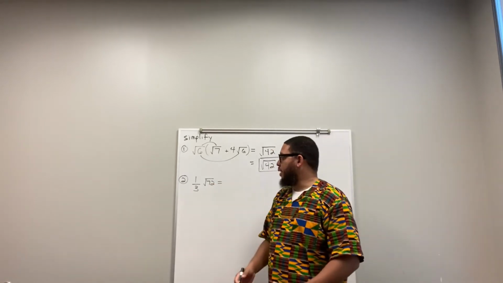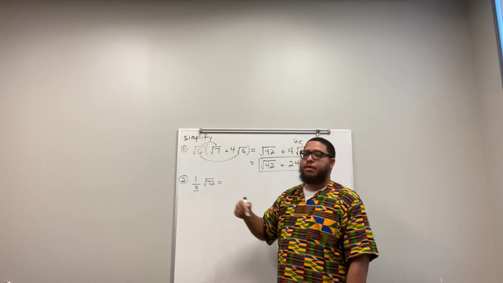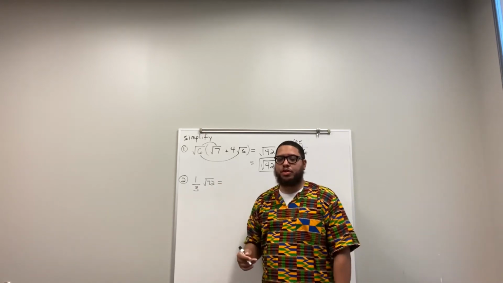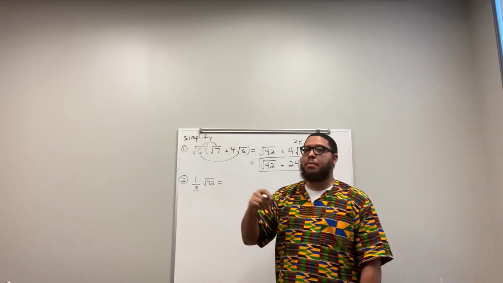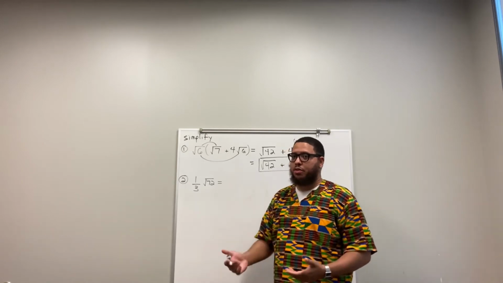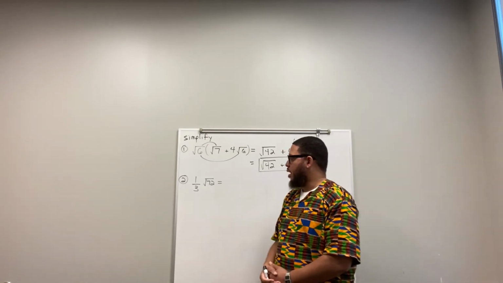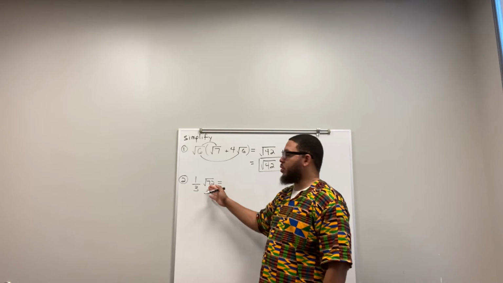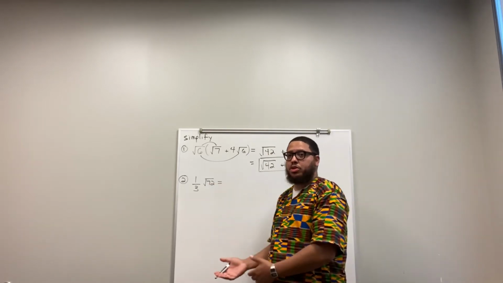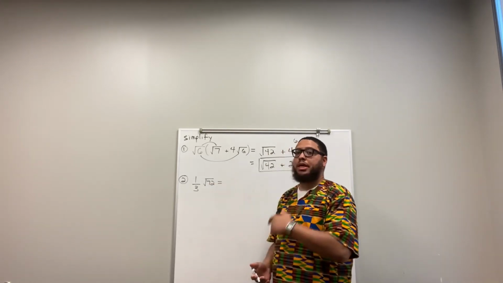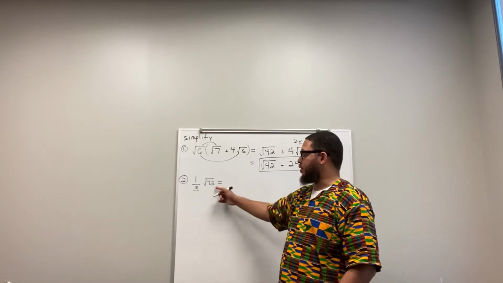All right, but then the next question is, does 72 have a factor that is a perfect square? And if so, what is the biggest one? Because it might have multiple factors that are perfect squares, right? I happen to know that 4 is a factor of 72, and 4 is a perfect square. But 4 is not the biggest perfect square that's a factor of 72.